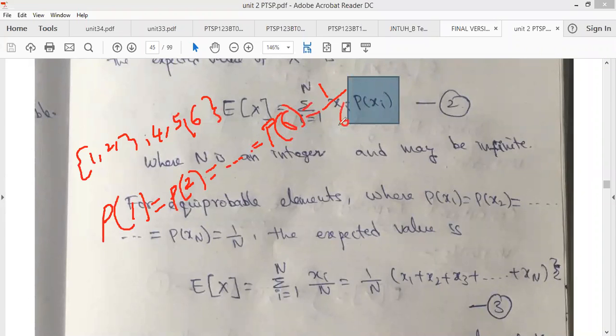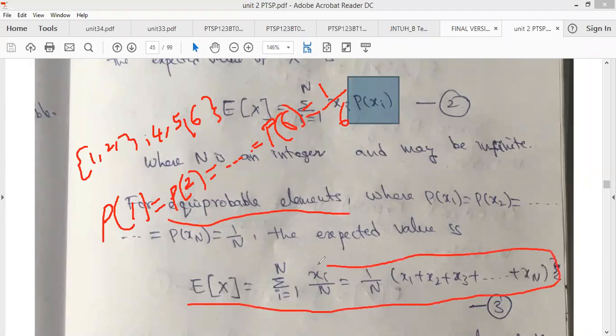In that case, what is the expected value? Each outcome has the same probability, so these elements are called equal probability elements. The expected value can be written as the summation from i equal to 1 to n of xi divided by n, which is equal to 1 by n times x1 plus x2 plus x3 and so on up to xn. This is the formula we use to obtain the expected value of equiprobable elements in the case of discrete random variables.